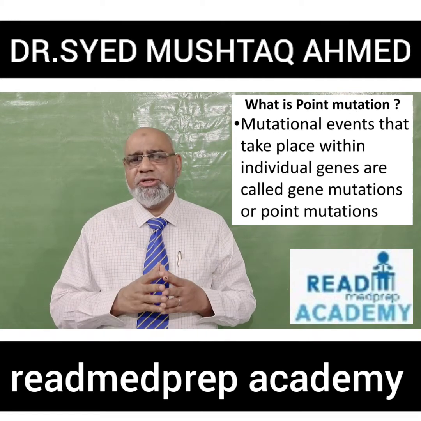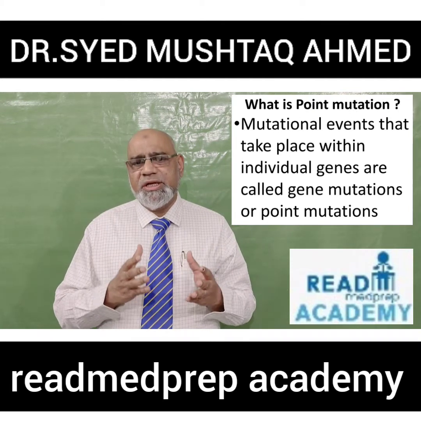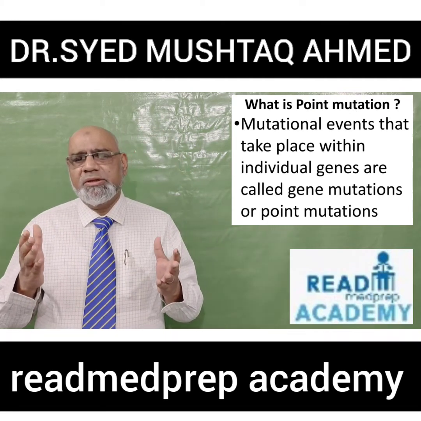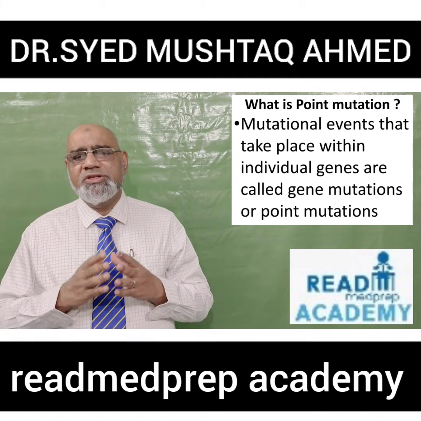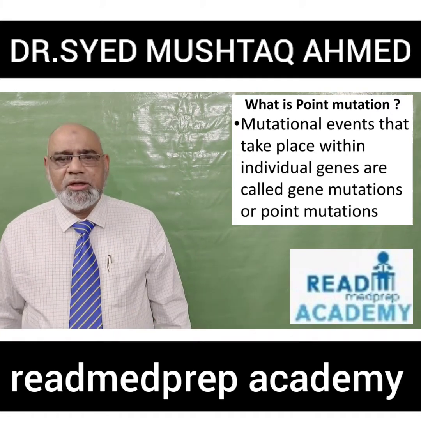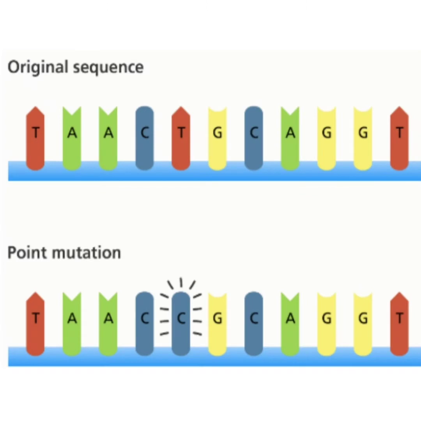What is point mutation? Mutational events that take place within the individual genes are called gene mutations or point mutations. Here you can see the original sequence. The nitrogenous sequence is TAA, CTG, CAG, GT. In the point mutation, you can see that TAA is the same, whereas in CTG, the T is changed to C. So there is a change in the nitrogenous base of the gene sequence. This is called point mutation.